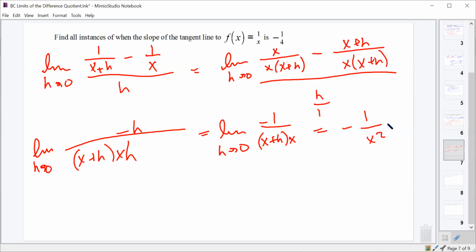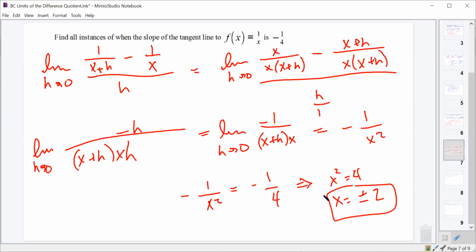So we want to know when is that slope. So when is the slope of negative 1 over x squared equal to negative 1/4? Well, the negatives cancel. And if I cross multiply, that gives me x squared equals 4. So that would be at x equals positive or negative 2. Any questions or issues on that?